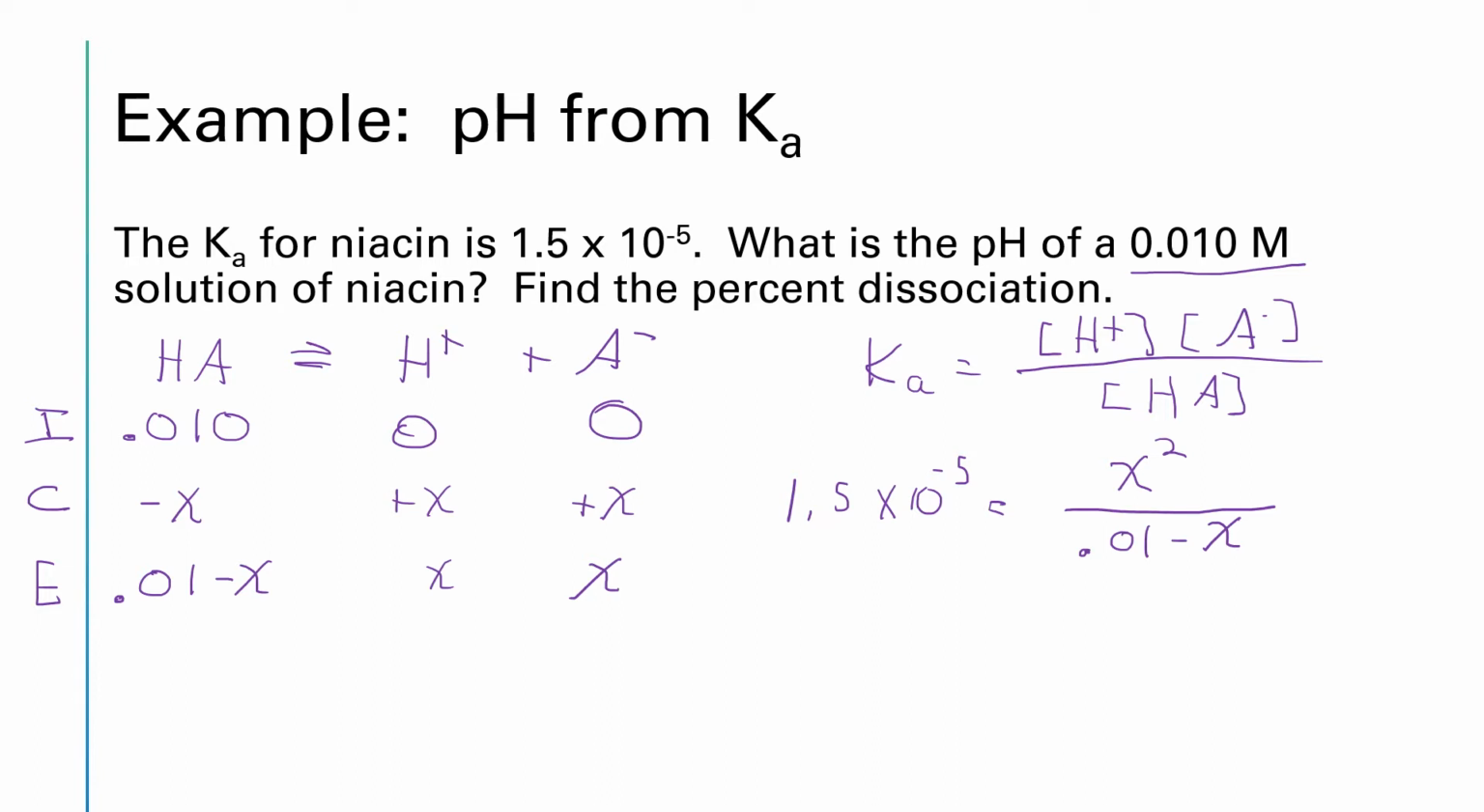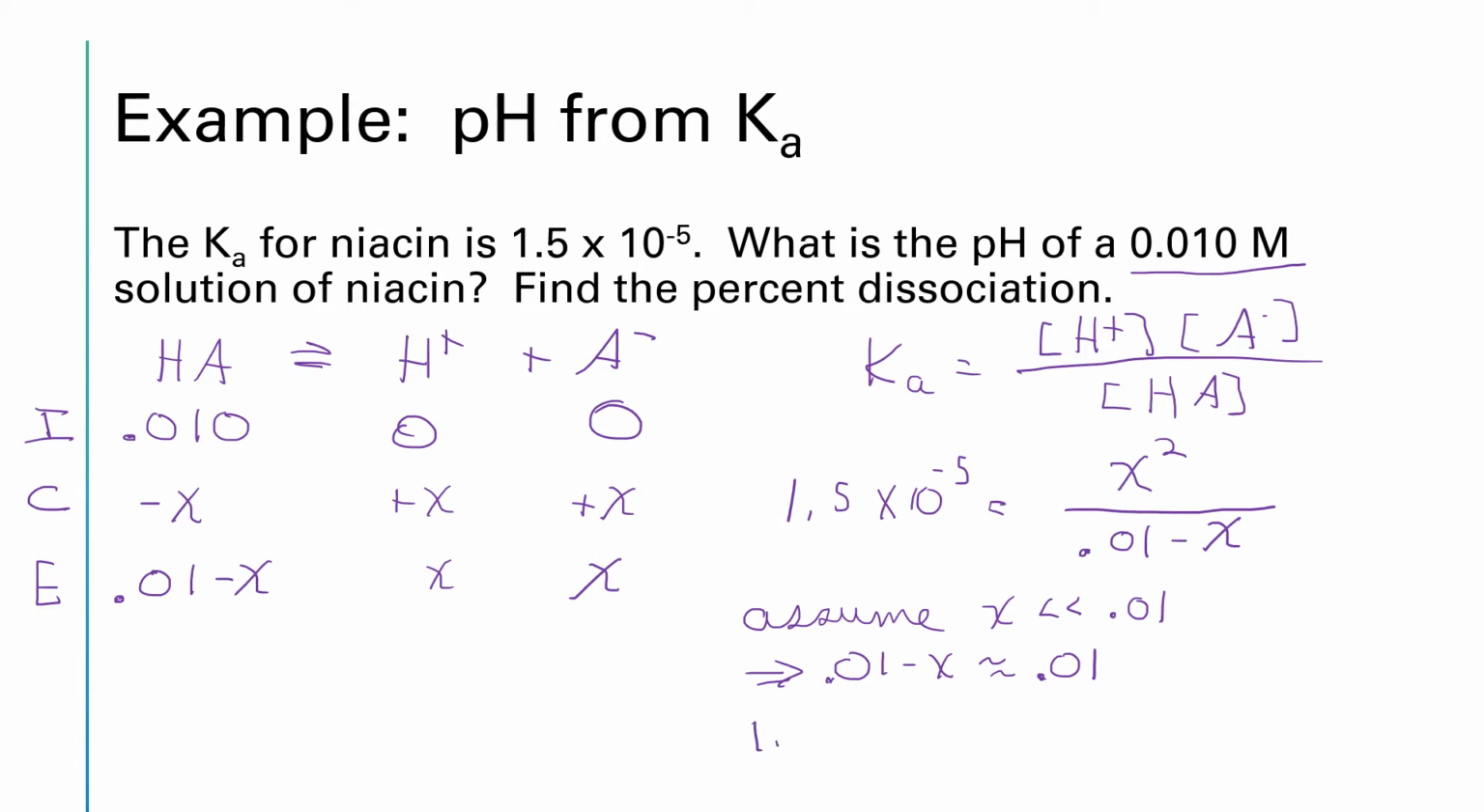Okay, now here's where we're going to make an assumption that saves us from having to do the quadratic formula. We saw in the previous problem how when we took the initial concentration and subtracted X from it, by the time you round with sig-fig rules, it rounds to be the same thing as the initial concentration. Well, we're going to make that assumption here. We're going to assume that X is much, much smaller than 0.01, and that's going to mean that 0.01 minus X is just about equal to 0.01. And oh, the math simplifies a lot.